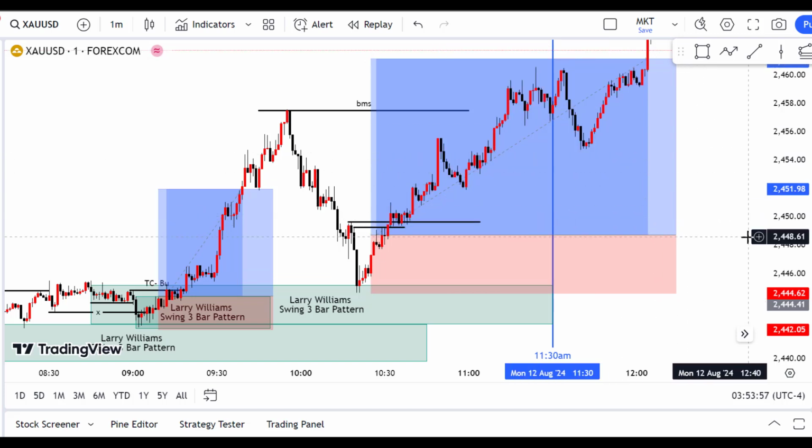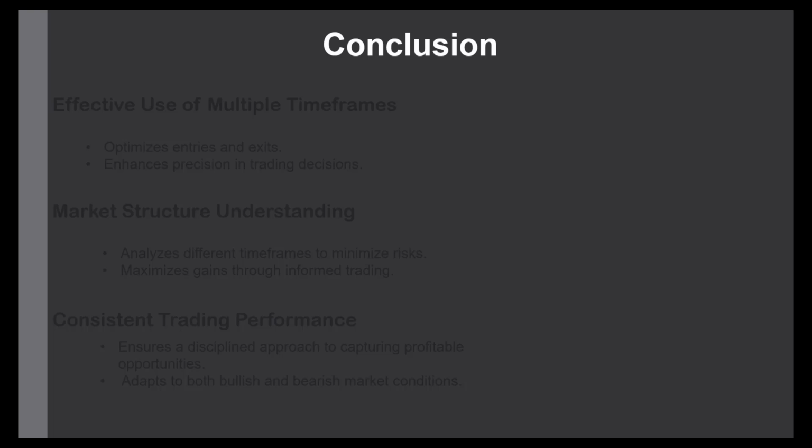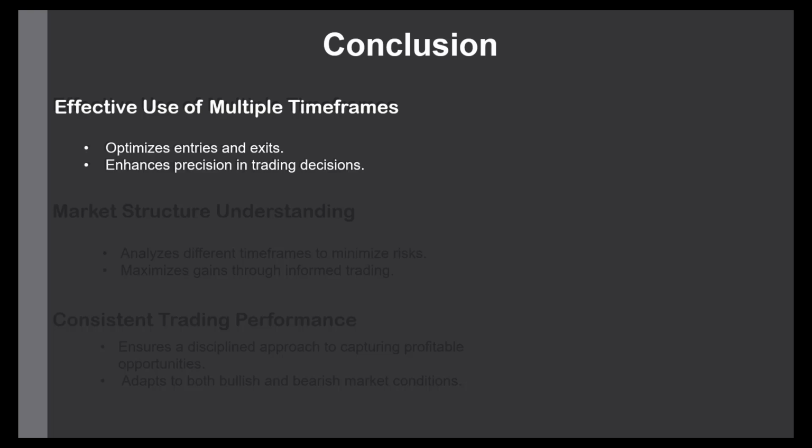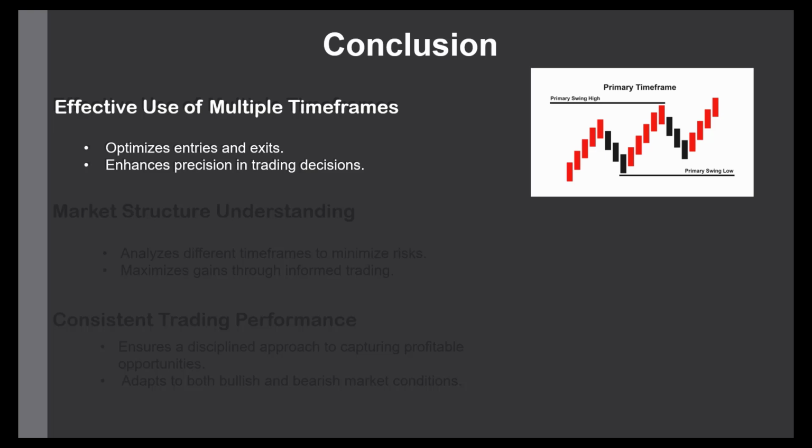Now let's quickly dive into the conclusion of this video. First of all, I talked about the use of multi-timeframe analysis by understanding our trading style. This was used as our primary time frame. You understand how we can optimize our primary time frame using the Lawrence theory bar rejection pattern.